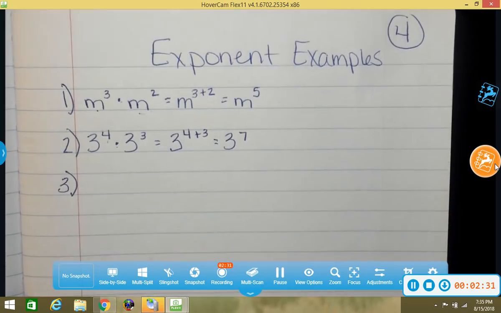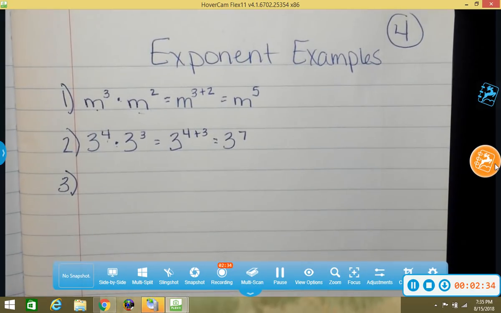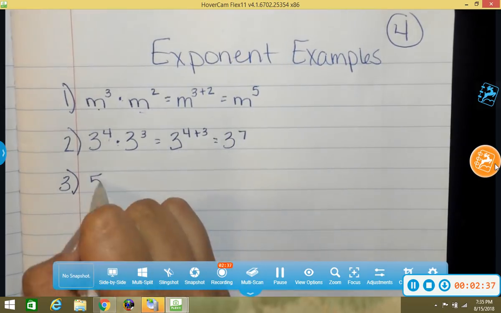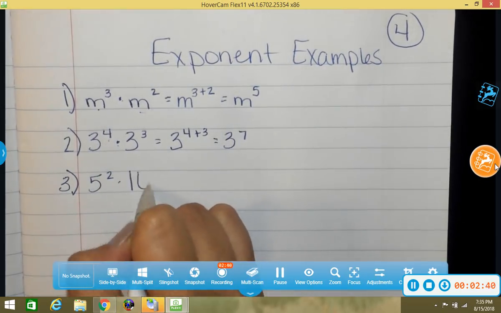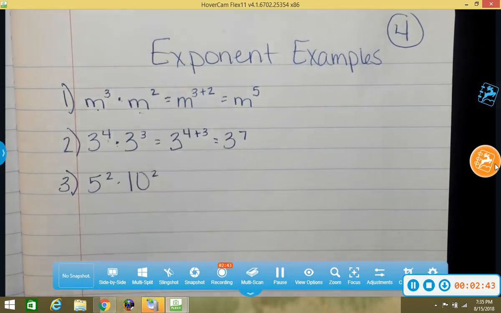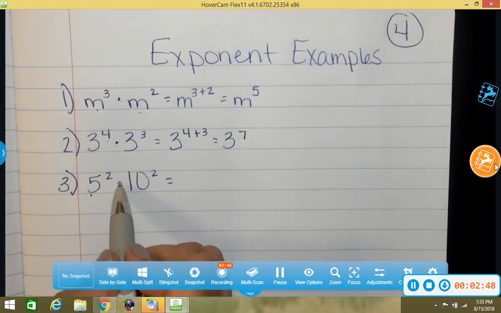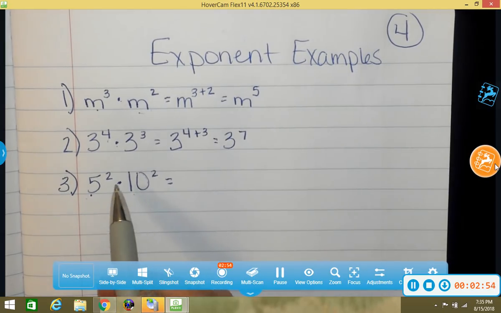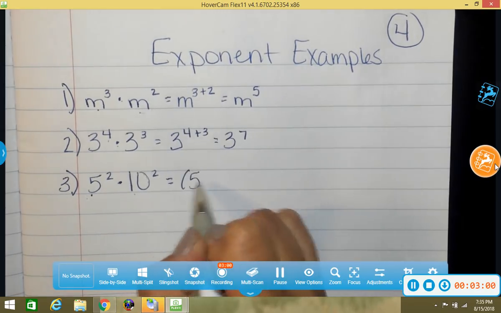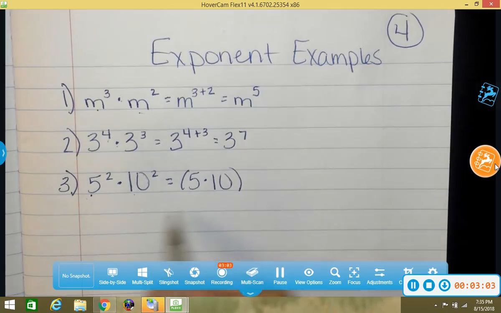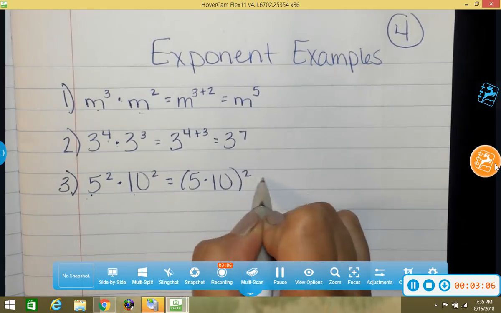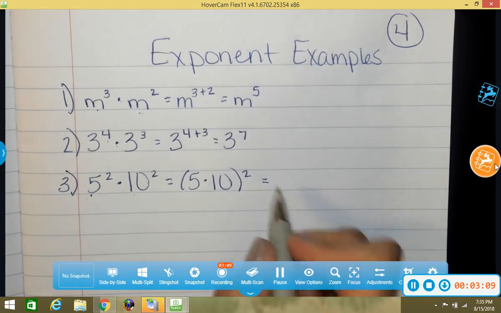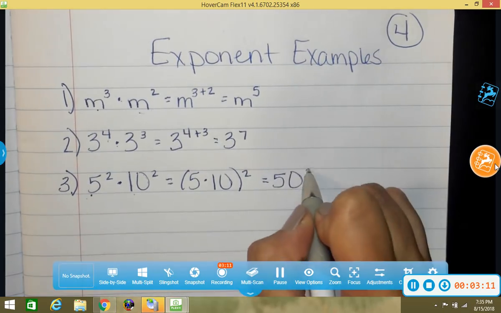Okay, the next example. You're going to have 5 squared times 10 squared. In this case, you do not have the same base, but you do have the same exponent. So with your big numbers or your bases, you're going to go ahead and do whatever operation is there. So you'll multiply it, 5 times 10. You multiply your bases, and then you just keep the exponent the same. 5 times 10 is 50, and then you keep the exponent squared.